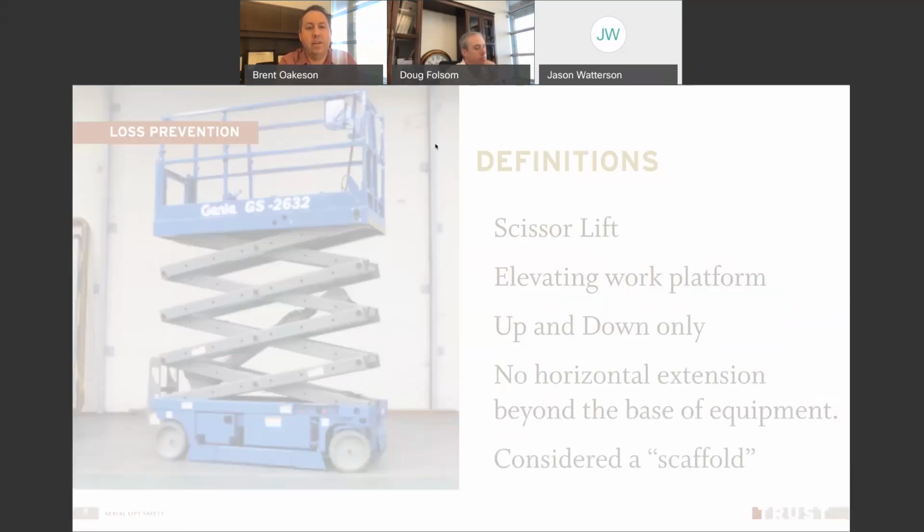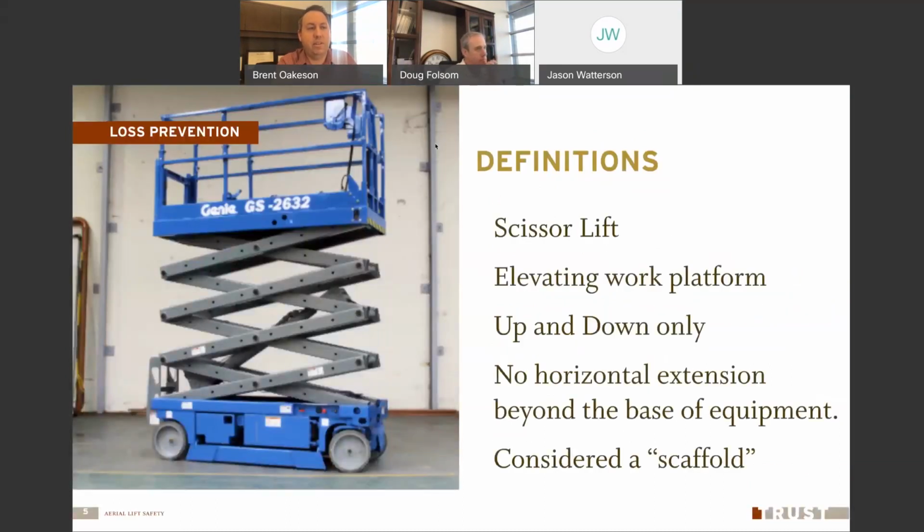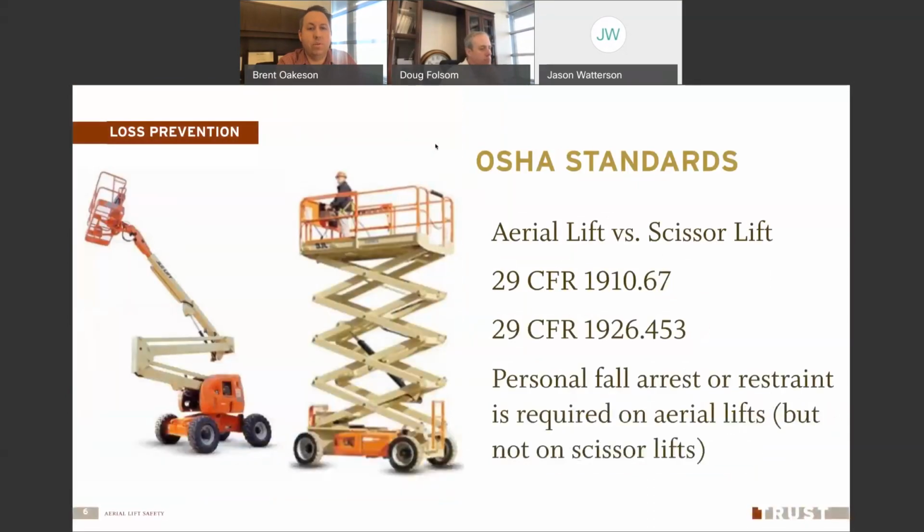So a scissor lift, by OSHA's definition, is a little bit different. This is an elevating work platform as well, but it only goes up and down. You can see that it scissors up and down. There is no horizontal extension on a scissor lift, and so it does not go beyond the base of the equipment. And so by definition, OSHA considers a scissor lift to be a scaffold, and therefore it falls under the scaffold standard. So the difference here, you can see on the left, that's an articulating aerial lift. And on the right there is the scissor lift. You can see the difference.